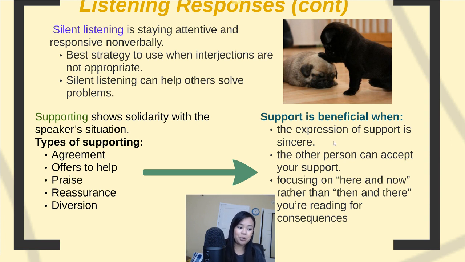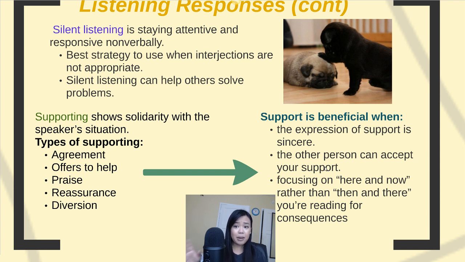We don't really want to pour our heart out to someone who's like, oh, well, I'm sorry that happened to you, and they're kind of faking their way through supporting us. We want it to be sincere. We want it to be at a time when we can accept support. Remember that not everybody wants help all the time, right?